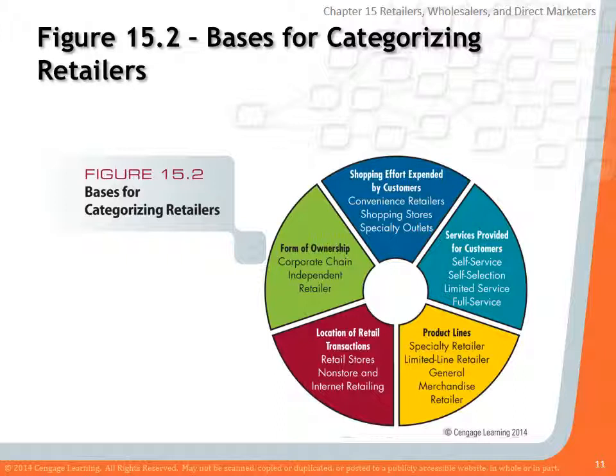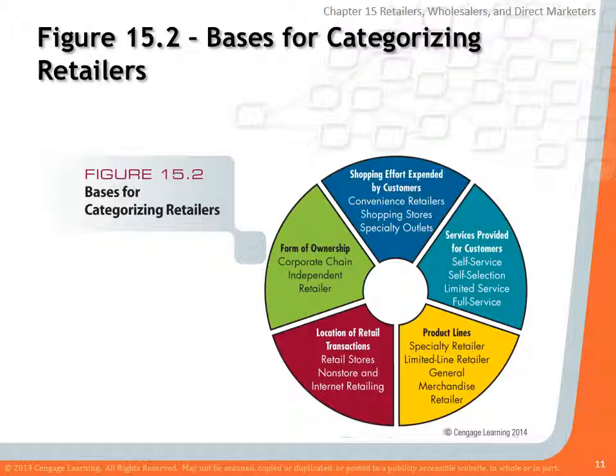You also have classification by product line. There would be, for example, what they call a label specialty, the practice of handling a specific narrow line of merchandise. An example of that would be something like Lady Foot Locker. You then have classification by product lines in terms of a limited line retailer. So maybe they offer a large assortment of products within one product line or a few related lines. An example of this might be IKEA.